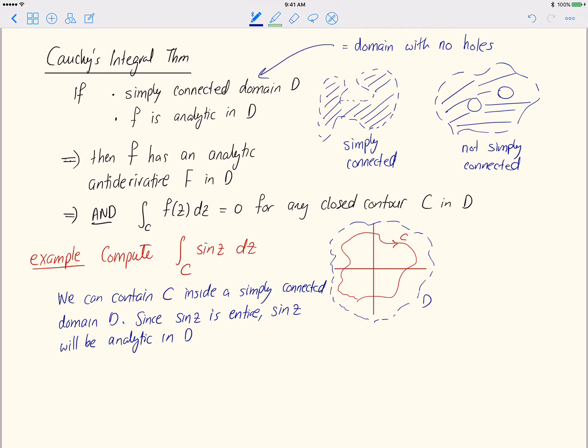analytic in D. So I have both ingredients necessary for Cauchy's integral theorem. I have a simply connected domain D, I have a closed contour lying in D, and I have a function sine z that's analytic within D. So I can apply Cauchy's integral theorem, which in this case tells me that the integral along C of sine z dz equals 0 by Cauchy's integral theorem.